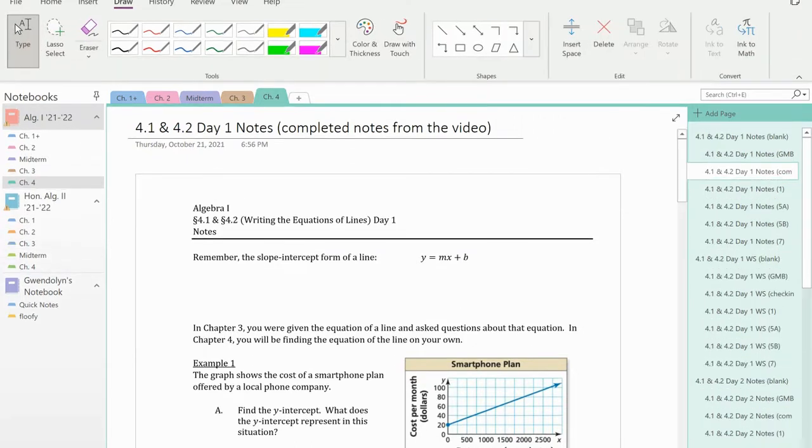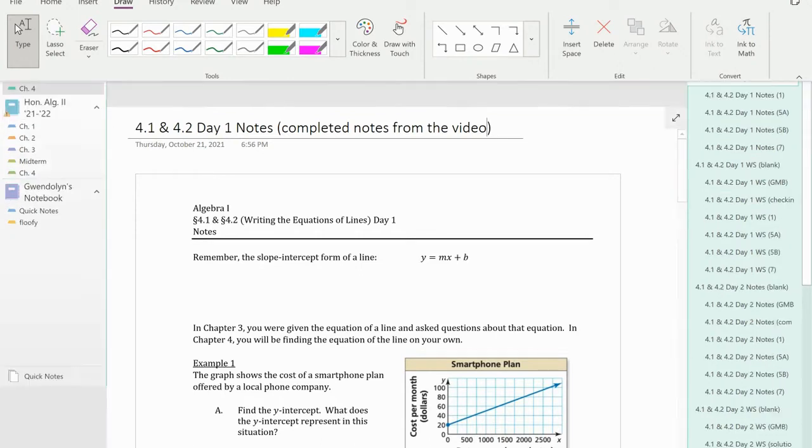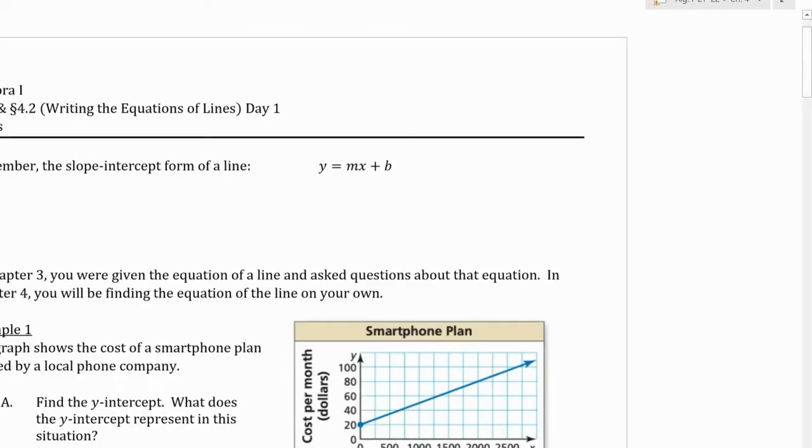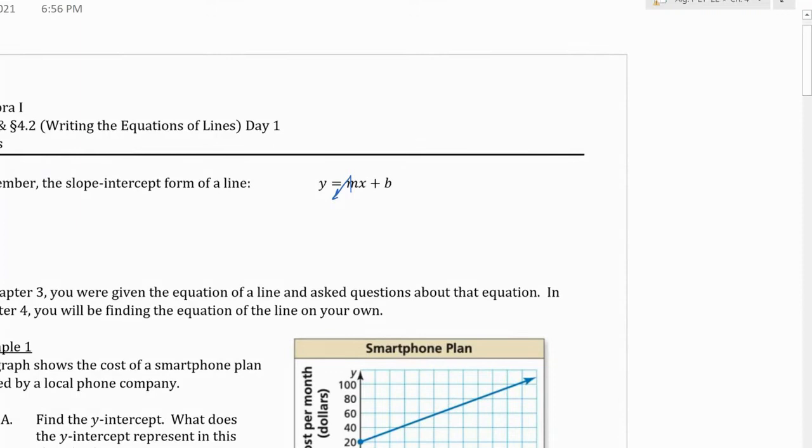Okay, so slope-intercept formula line. Y equals mx plus b. Same as always. Slope. So m's a slope, which is the rise over the run. B is the y-intercept, which means that's the point where it crosses the y-axis.